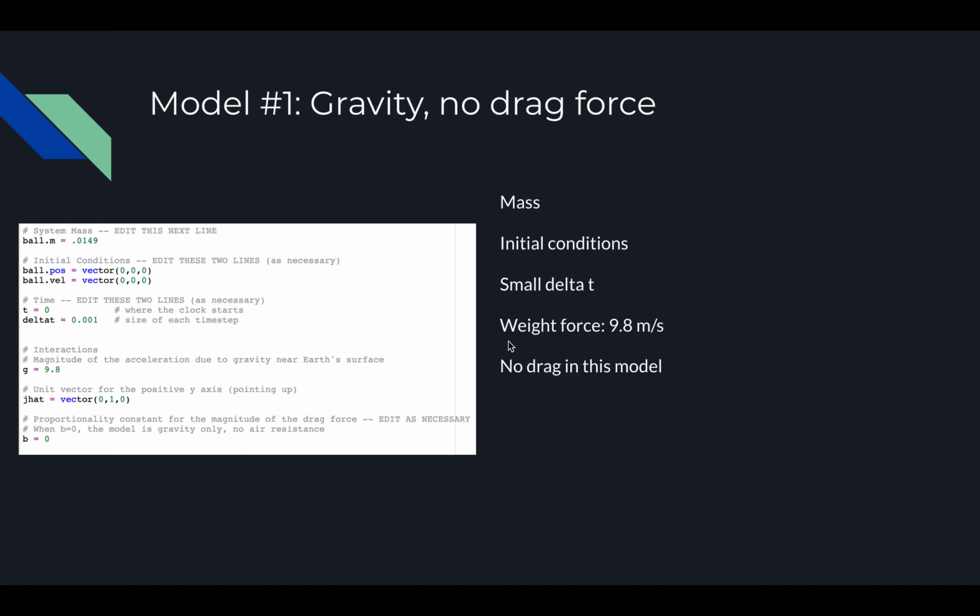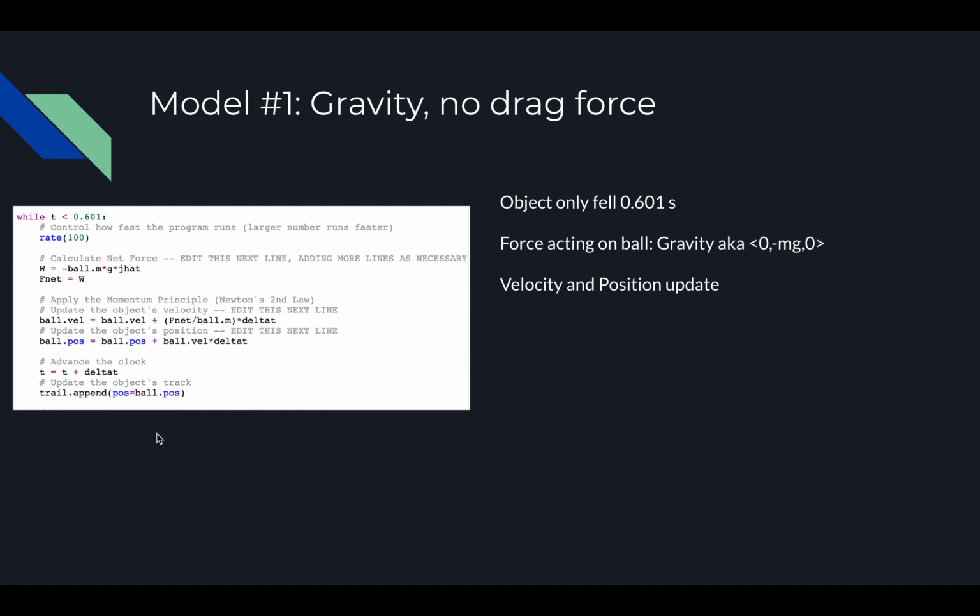To model the motion of the falling object, I first created a model that took into account gravity forces acting on the can. As you can see in my code, I updated the mass of the can and known initial conditions that I obtained in my data through Tracker. I set the gravitational acceleration to equal 9.8 meters per second squared because this is standard on Earth. And since this model does not take into account drag force, I set B to equal 0.